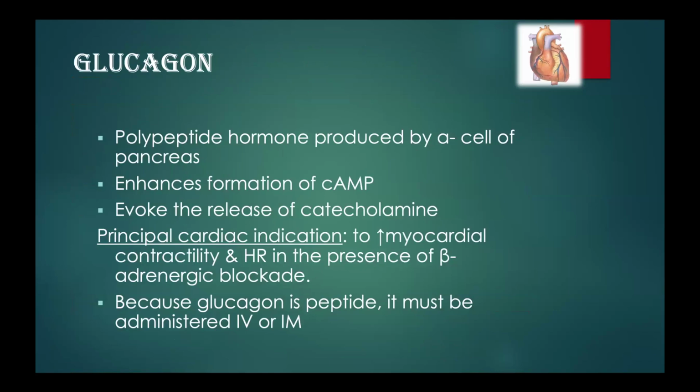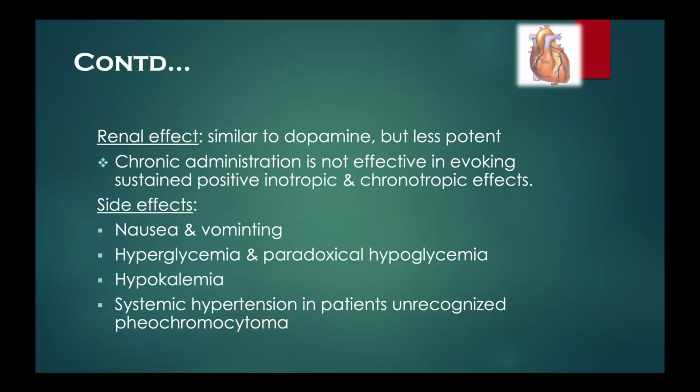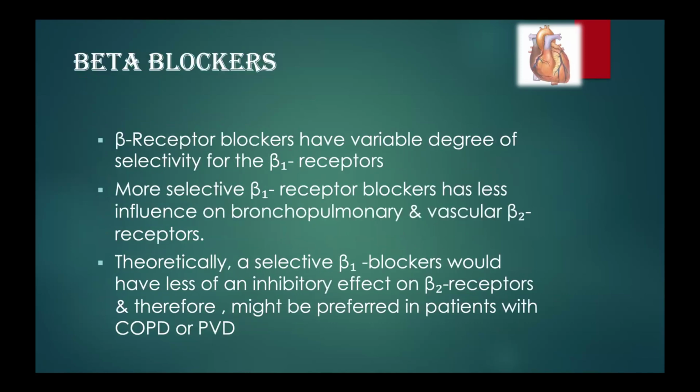So glucagon, it's a polypeptide hormone produced by the alpha cells of the pancreas. It enhances formation of cAMP, and evokes the release of catecholamines. It increases myocardial contractility and heart rate in the presence of beta adrenergic blockade. Like if there is an overdose of beta blockers, it is then that we use glucagon. It has less effect as compared to dopamine, but it also has some amount of renal effects. Side effects include hyperglycemia and paradoxical hypoglycemia, hypokalemia, nausea, vomiting.